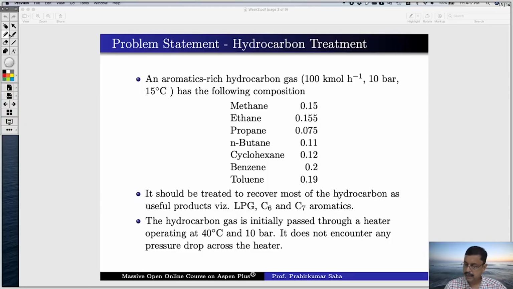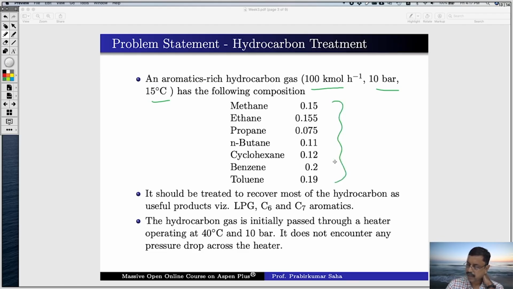The problem statement is something like this. Aromatic rich hydrocarbon gas whose flow rate is 100 kilomole per hour, and it is at 10 bar pressure and 15 degrees centigrade temperature. They have the following composition.